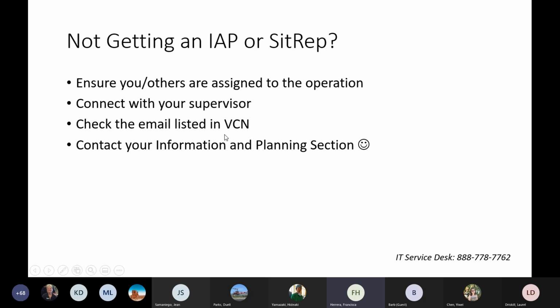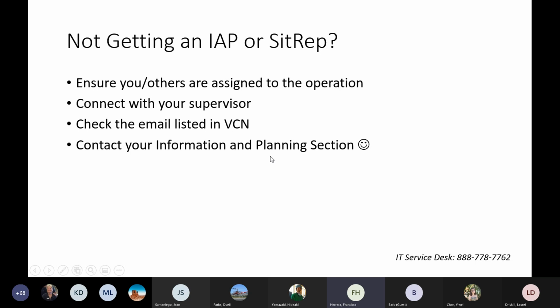The third thing is try checking the email that is listed in volunteer connection for you. Because if you are checking a different email that's not your primary volunteer connection email, then it might be directed elsewhere and you're not seeing it. And then, of course, you can always contact information and planning.